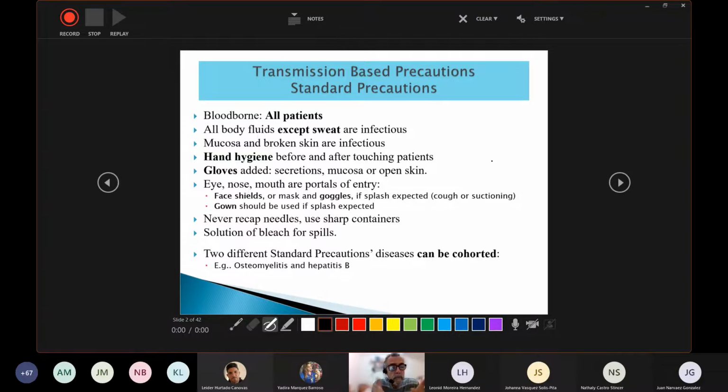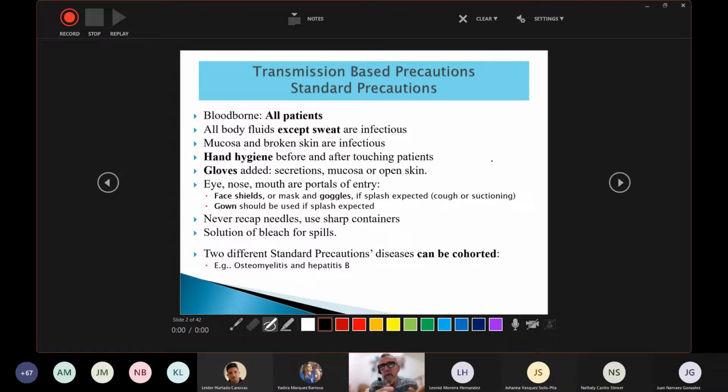Wounds are considered sterile, even if they are infected, but you don't want to bring in another bacteria. So you need to wear sterile gloves to do wound care. Also, you need to use sterile gloves when you are manipulating central catheters. Central catheters require sterile gloves. Those are the most important situations in which sterile gloves are mandatory.